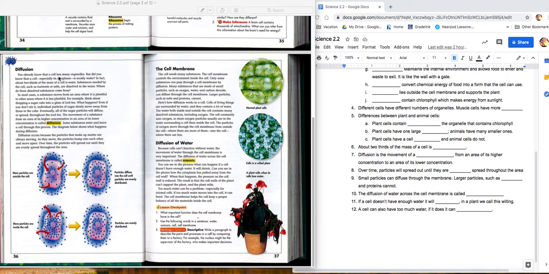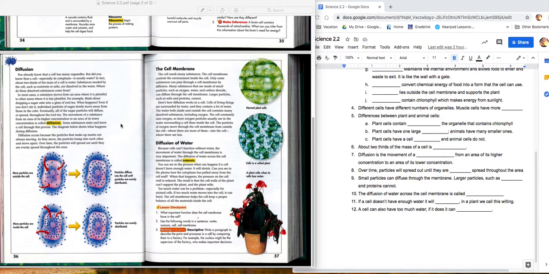You already know that the cell has many organelles, but did you know that a cell, especially its cytoplasm, is mostly water? In fact, about 2/3 of the mass of a cell is water. Number 6, substances needed by the cell, such as nutrients or salts, are dissolved in the water. Where do these dissolved substances come from?